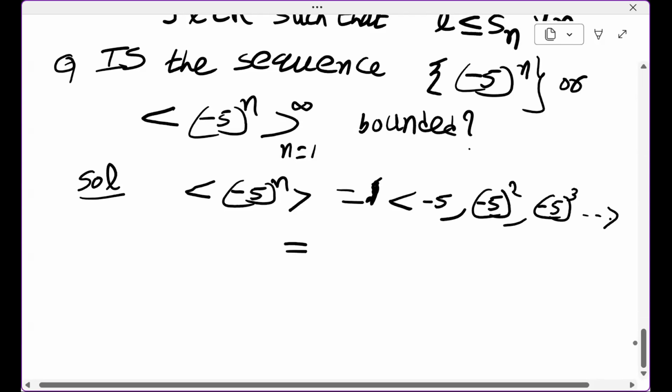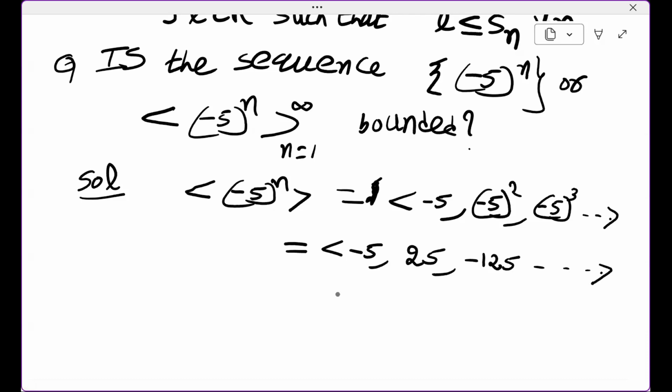So this is -5, 25, -125, and so on. Unbounded, Jyoti said. Okay, let us see. So is it bounded? Unbounded means what? And nobody knows. So not bounded, that's it.